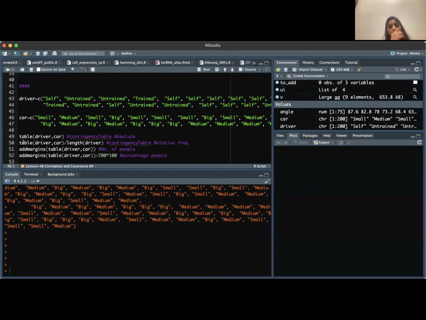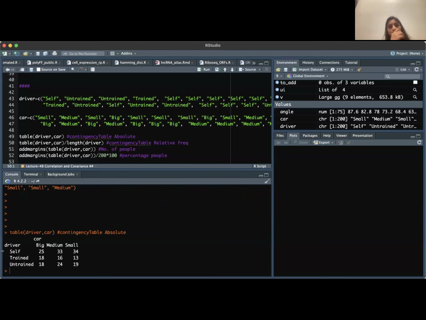And if you want to do a contingency table, how do you do it? You just do table bracket driver comma car. So this gives the absolute numbers. This is called a contingency table. You see each category for X, self, trained, untrained, and each category of the car, big, medium, and small. And these are the numbers. Like 25 drivers who self-drive have a big car. It could be interpreted something like that.